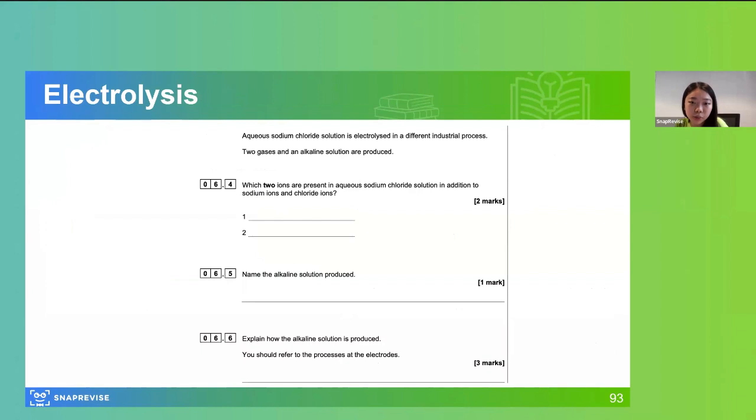These are a few questions. I do want to have a go at doing some of these. So let's talk through this one, 6.4. It tells you that an aqueous sodium chloride solution is electrolyzed in a different industrial process. Two gases and an alkaline solution are produced. It asks which two ions are present in the aqueous sodium chloride solution in addition to sodium ions and chloride ions.